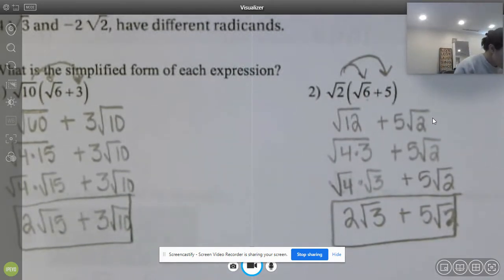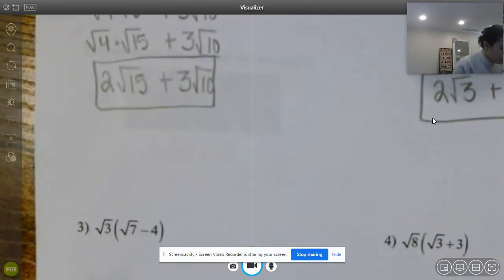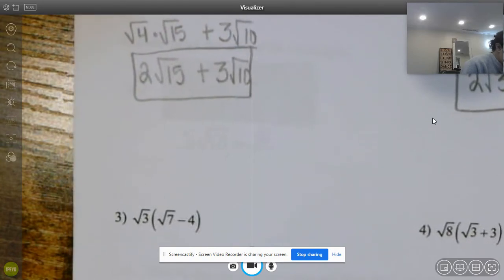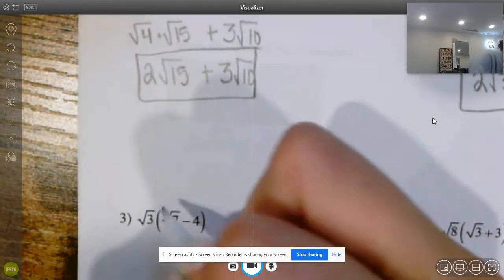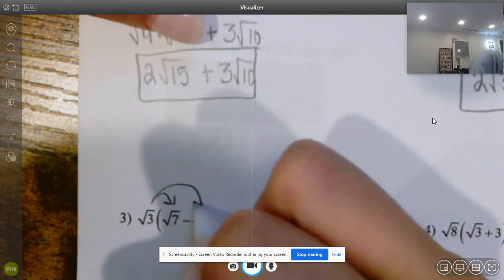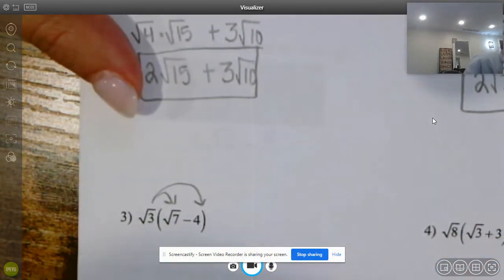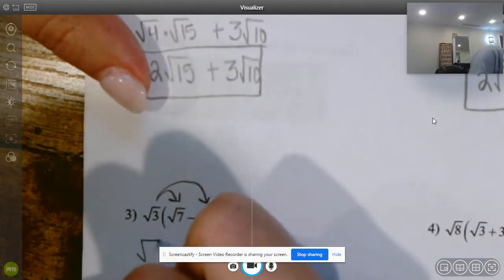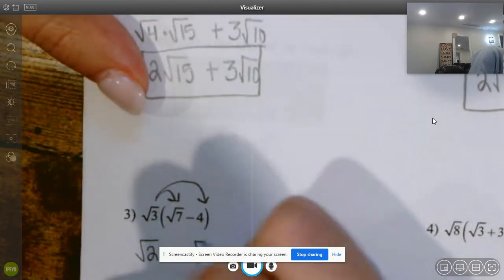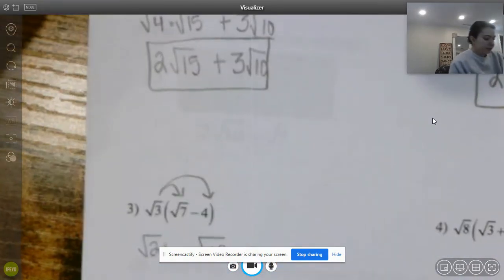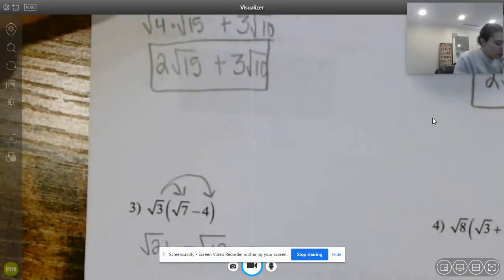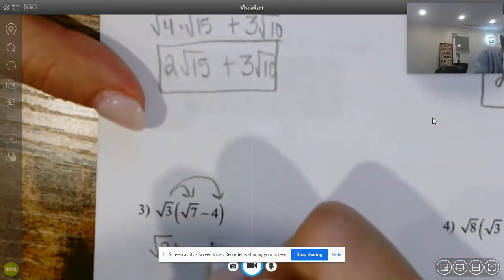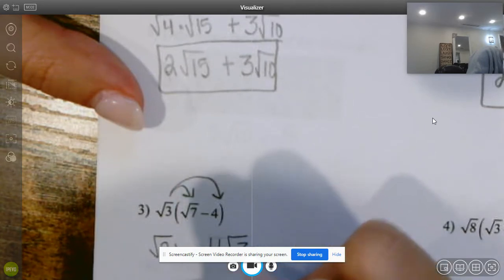Okay. So now let's take a look at the next one. We can distribute this square root of 3 to everything on the inside. Okay. 3 times 7 is 21. So this turns into the square root of 21 minus the square root of 12. Oh, I'm sorry. No, it does not, because guess what? The 4 does not have a radical sign, so this turns into negative 4 root 3, right?